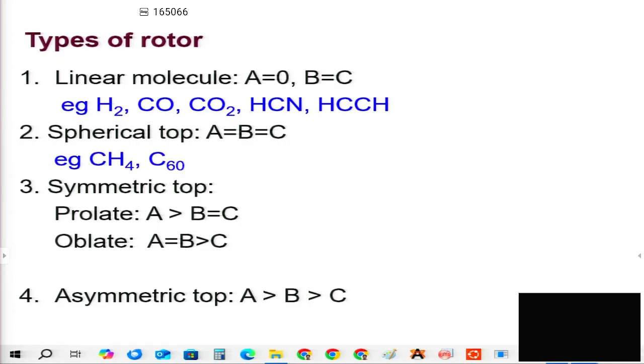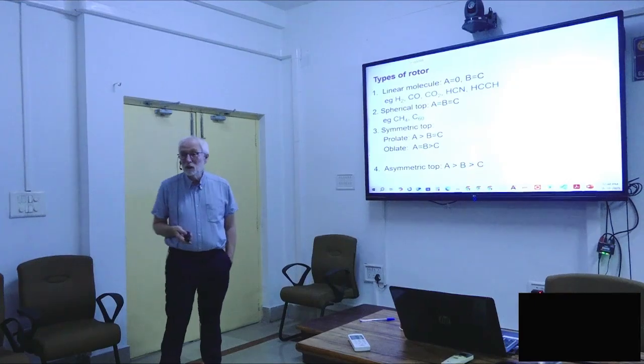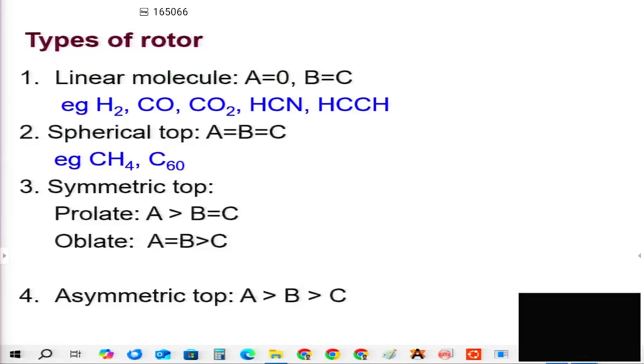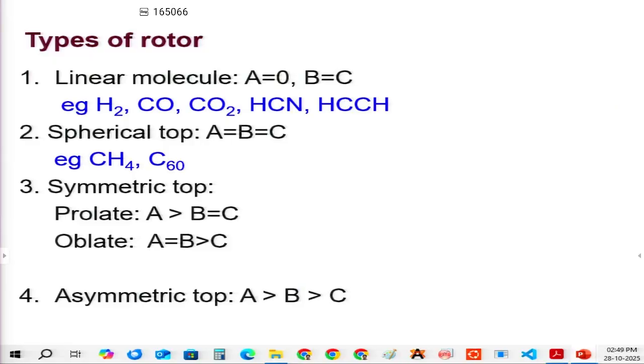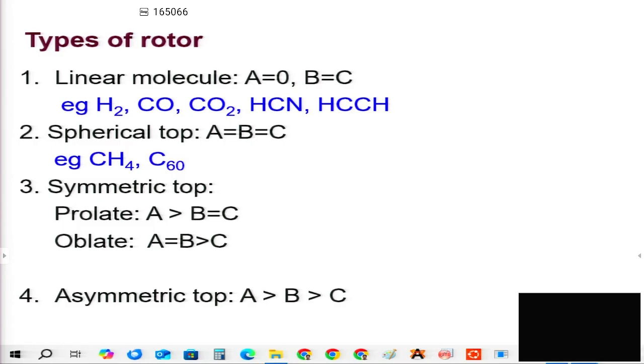Spherical tops, methane, very important molecule. Spent a lot of my time worrying about methane. And carbon-60 buckyballs, also a spherical top. There are other examples, silanes, SiH4, SF6, but they're 2 good astronomical advantages.